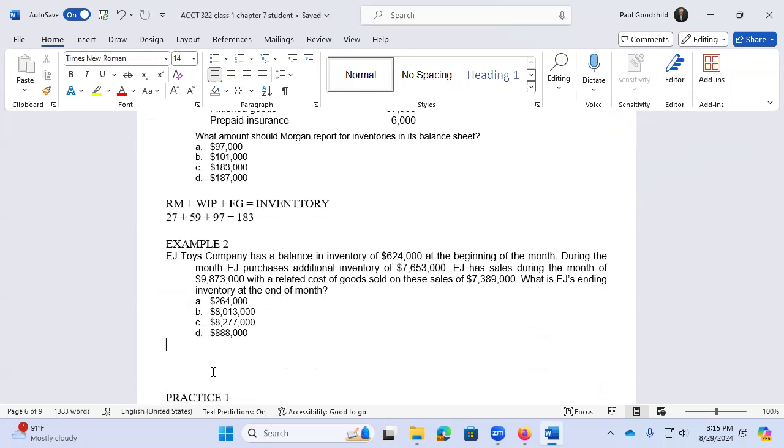Okay, so now here we have this inventory equation. And so you'd say, okay, what is my beginning balance? Plus, in this case, what are we looking at here? Do we have purchases during the month? Purchases total 7.6 million. So we do have purchases. Okay. And then we're going to have our cost of goods sold. And that's going to equal our ending inventory. And that should be equals, not a plus.